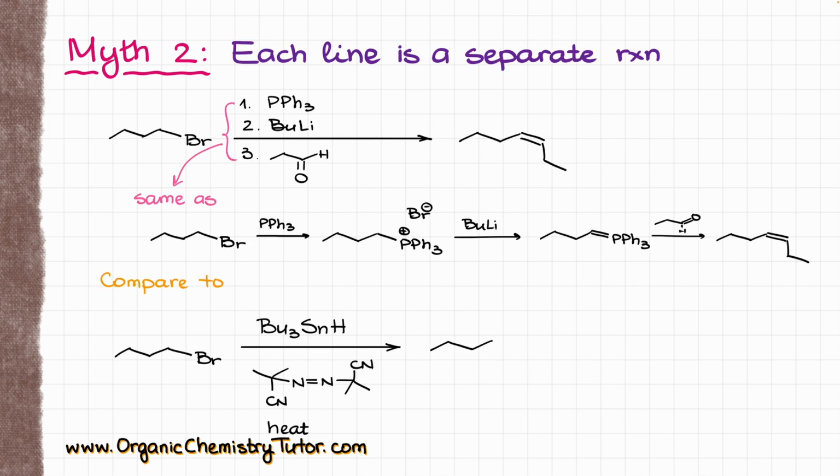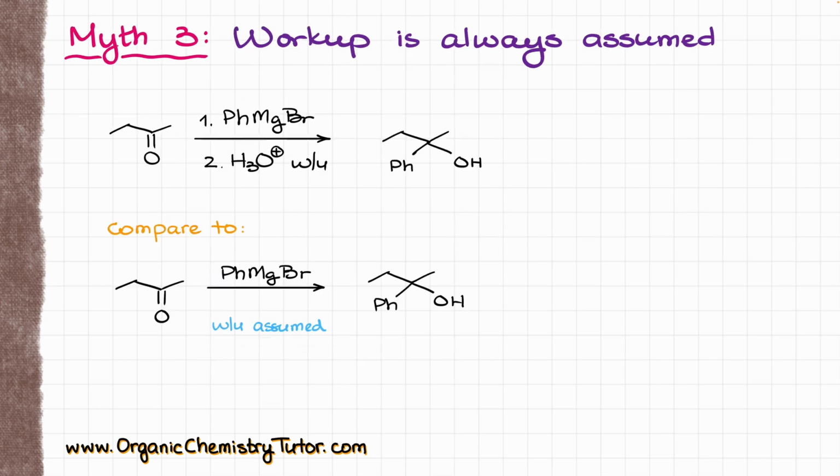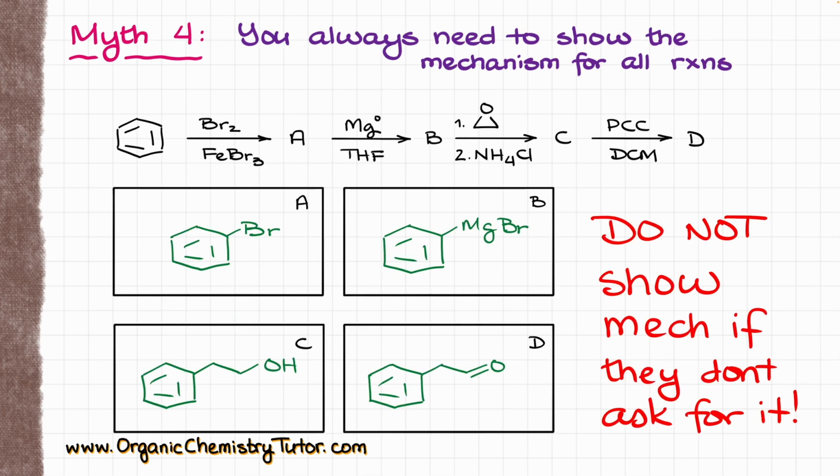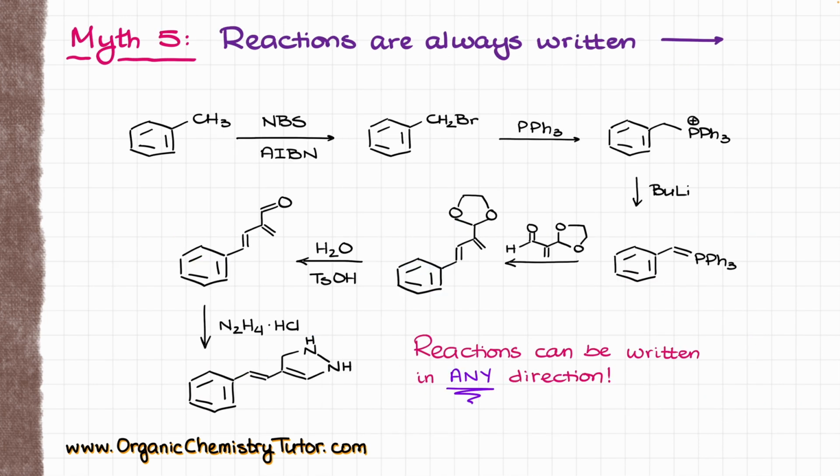If you have multiple steps, you absolutely have to number them, otherwise it means that everything is together in the same pot. Never assume that the workup is there. Unless your instructor specifically says that you can assume your workup, do not assume it and always write it out. Do not show the mechanisms unless they specifically ask for that. And remember that reactions can be written in any direction.